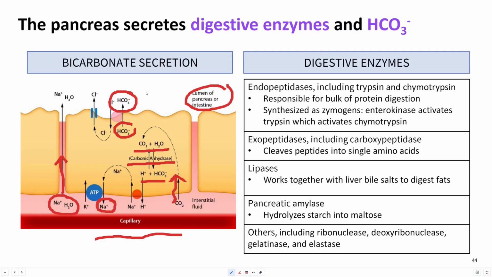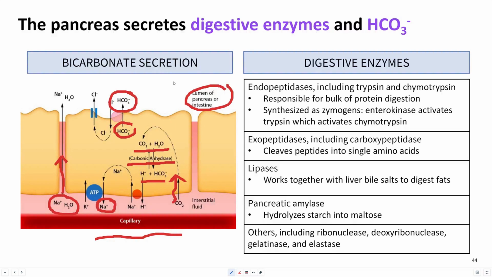Some of the key digestive enzymes include endopeptidases, which include trypsin and chymotrypsin. Their main function is to break down most of the protein. They're synthesized as inactive enzymes called zymogens, so they require the activity of an enterokinase to turn them on. So it activates the trypsin, which will then in turn activate chymotrypsin. There are also exopeptidases, such as carboxypeptidases, that will cleave amino acids off and break the peptide bonds.